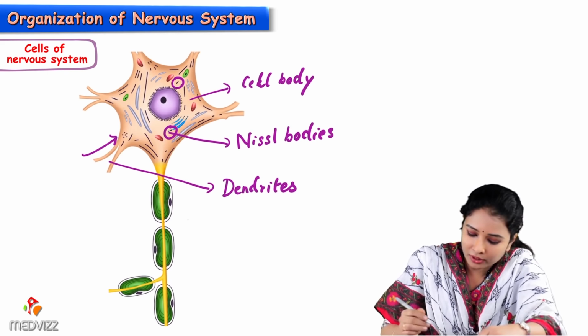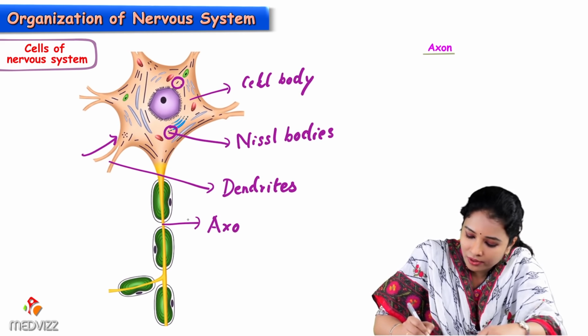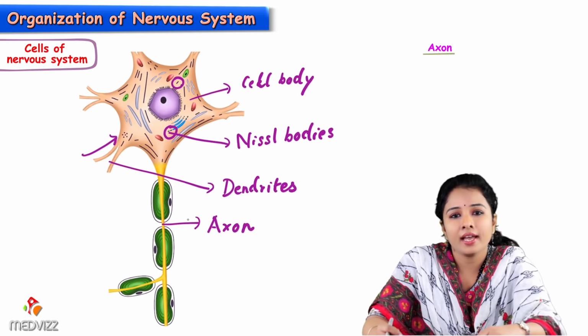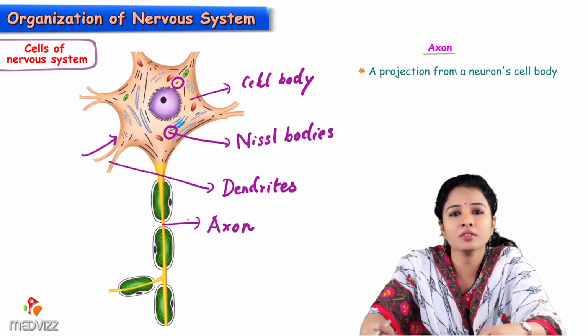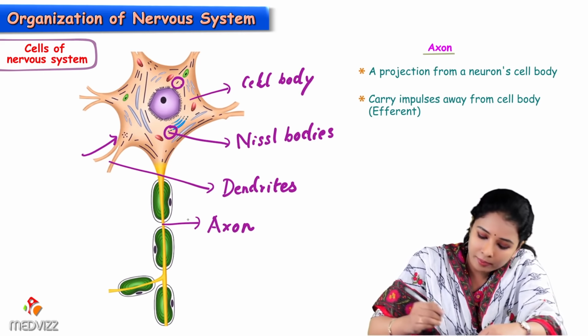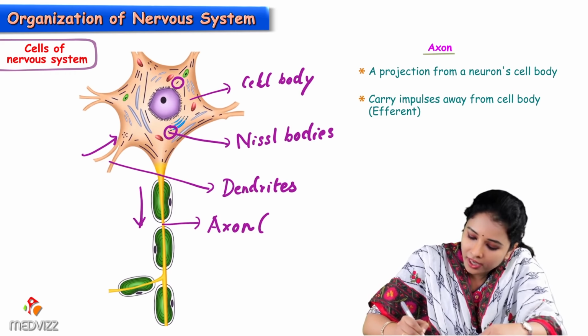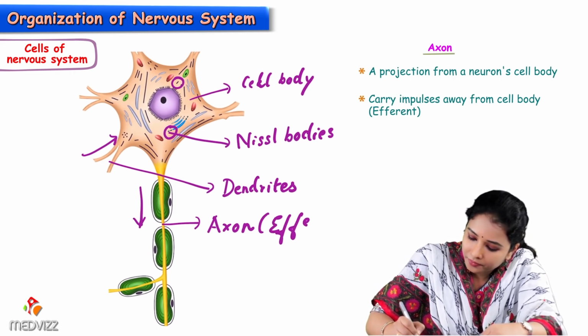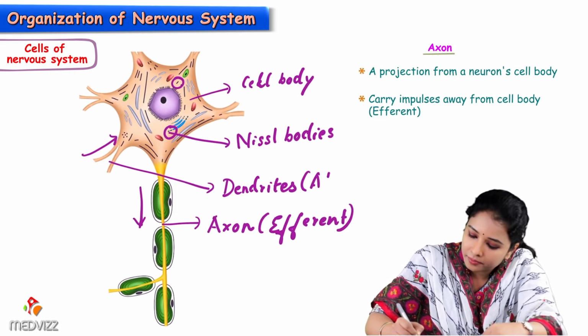And one among the processes is quite longer, which is called the axon. The axon is a longer process, a projection from the neuron cell body, and it carries the impulses away from the cell body. So they are efferent. Dendrites are afferent.